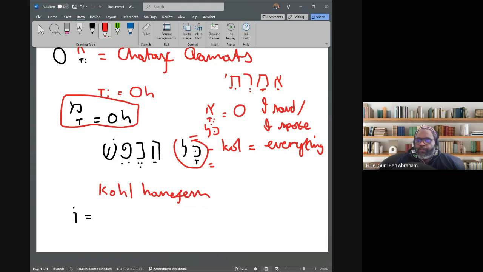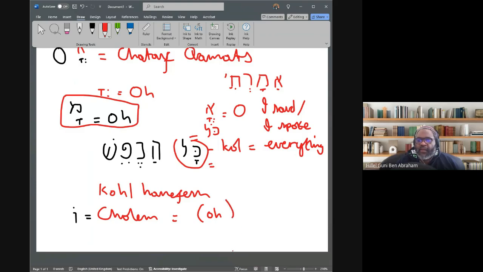And then we have a cholem. A cholem is this one. Some people say cholem, but I say cholam. Actually, let me write this again correctly. It is a cholam. And that just means an O sound. O. You see? It's an O sound.